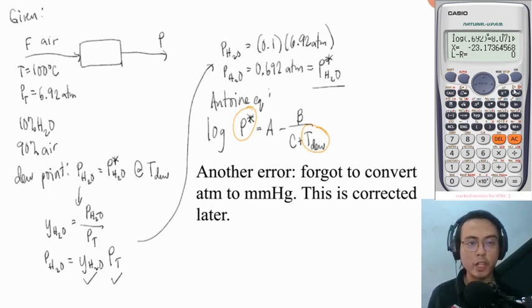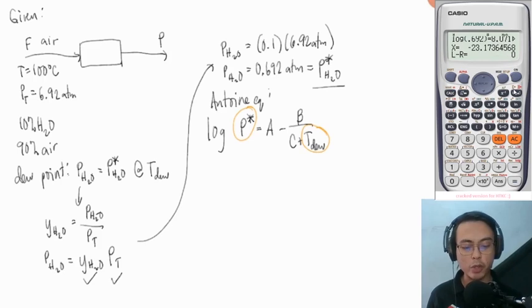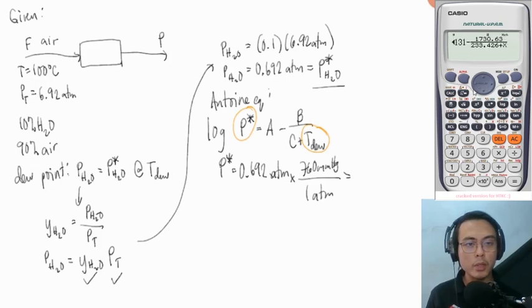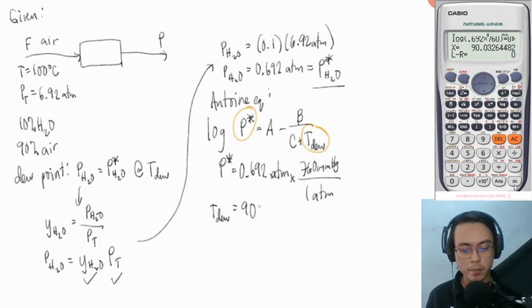Sorry. We forgot to convert your pressure to millimeters of mercury. So our vapor pressure, 0.692, should be in millimeters mercury. Okay, so that is 0.692 times 760. Our dew point temperature is 90 degrees Celsius.